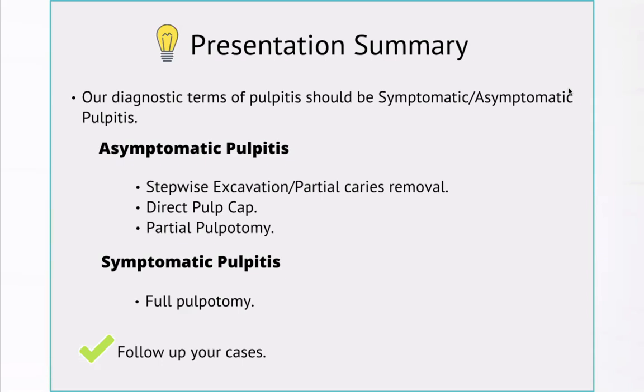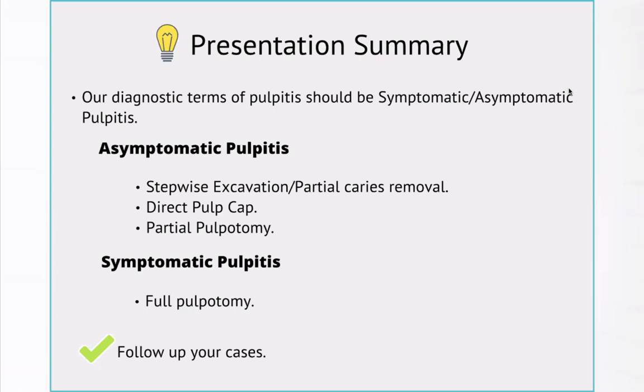Asymptomatic pulpitis, you can either do stepwise partial caries removal, direct pulp cap, or partial pulpotomy. Personally, I think partial caries removal is the best way to handle these cases if you have asymptomatic pulpitis. But if you have a problem with leaving caries behind, you can choose either direct pulp cap or partial pulpotomy.